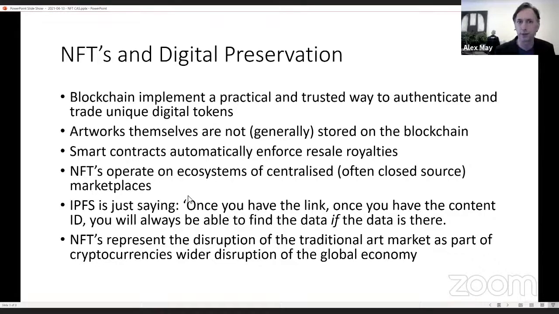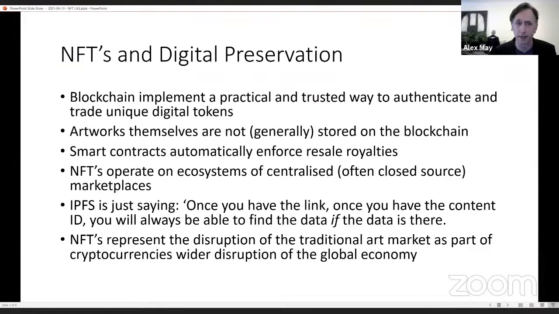unique digital tokens. You're not dealing with the actual objects. You can trade physical objects. I mean, Damien Hirst has done a lot of work in this area with trading physical artworks that he's made, but they're traded as digital tokens.